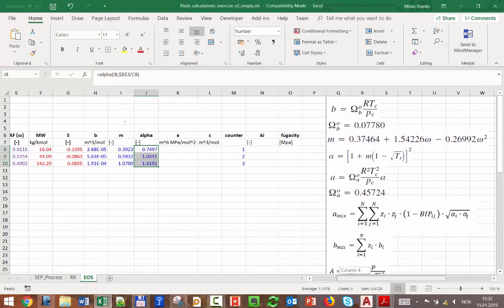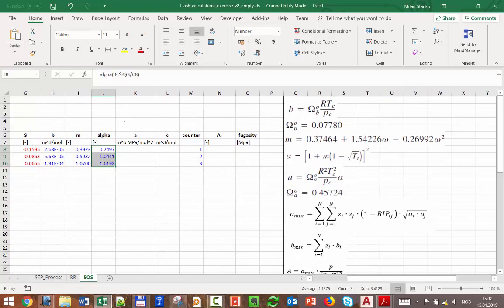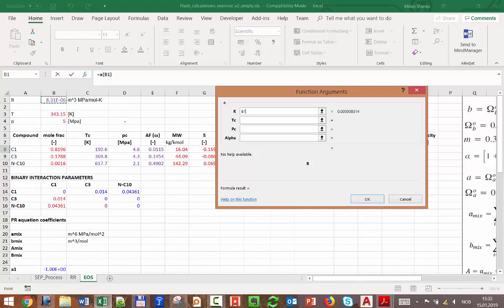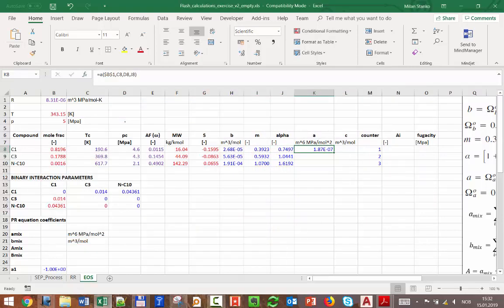Next step: I did all of that because A requires alpha, alpha requires M, and M requires the eccentric factor. In van der Waals, I just had one expression for A and B. In Peng Robinson, I have to do a lot of steps just to find A. So now let's calculate this A. A is R, which I have to block, PC, PC, and alpha. It's a very small number, and I hope there are no errors. Otherwise, I'm going to cry trying to find the error. Everybody's going to cry.